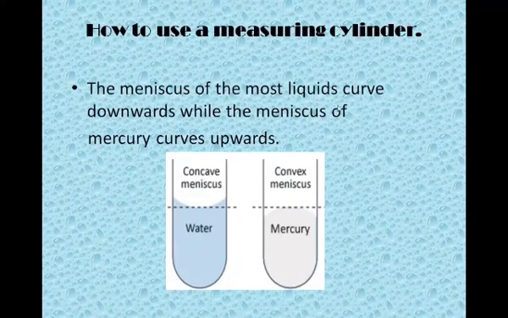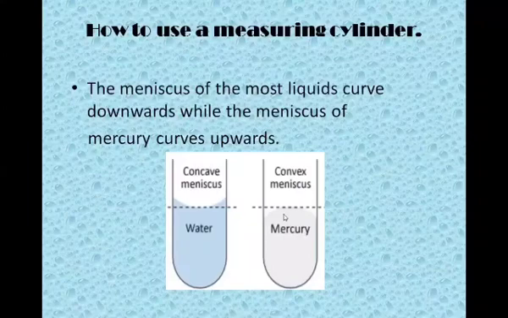So the meniscus of most of the liquids curve downwards. Now look here, the meniscus of most of the liquids, they curve downward. They have a concave meniscus, while the meniscus of the mercury curves upward. Here you can see that the meniscus of the mercury curves upward and it has a convex meniscus. With the help of the convex meniscus, you can easily differentiate between mercury and other liquids.